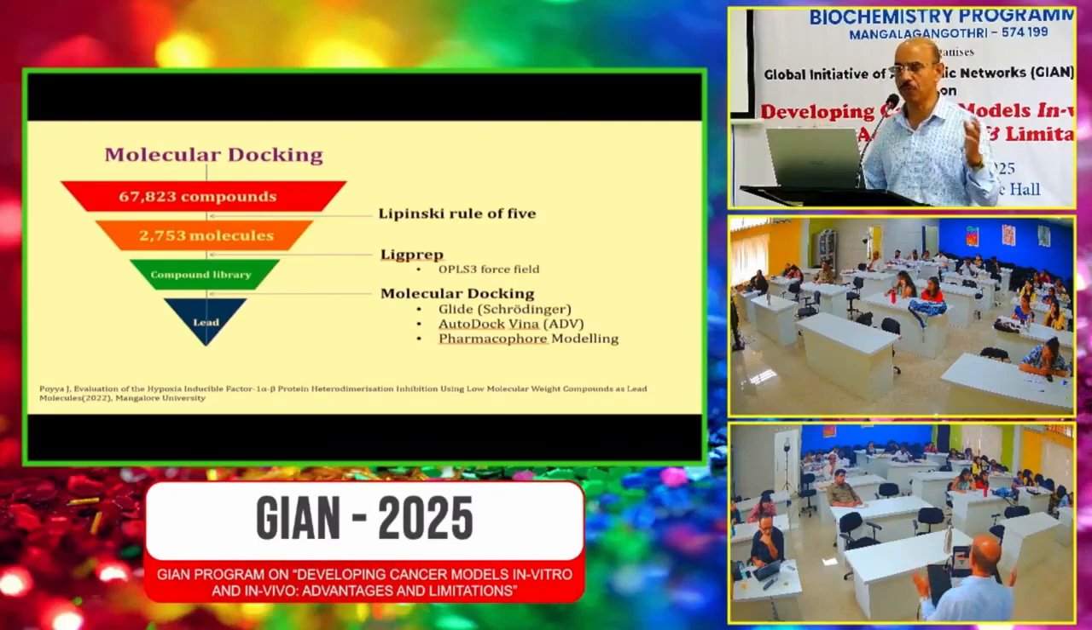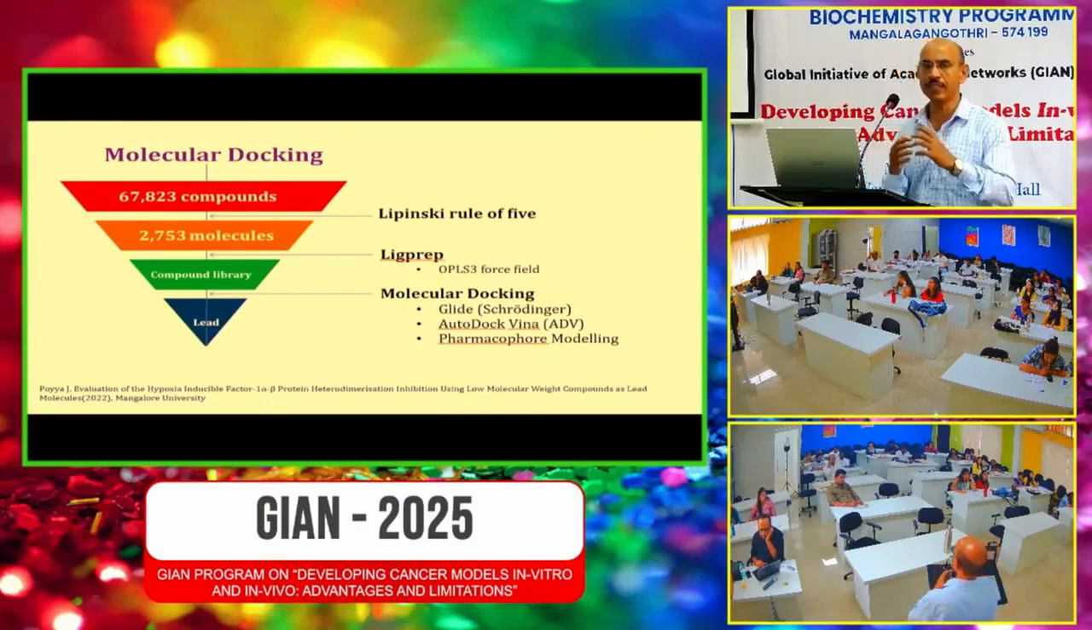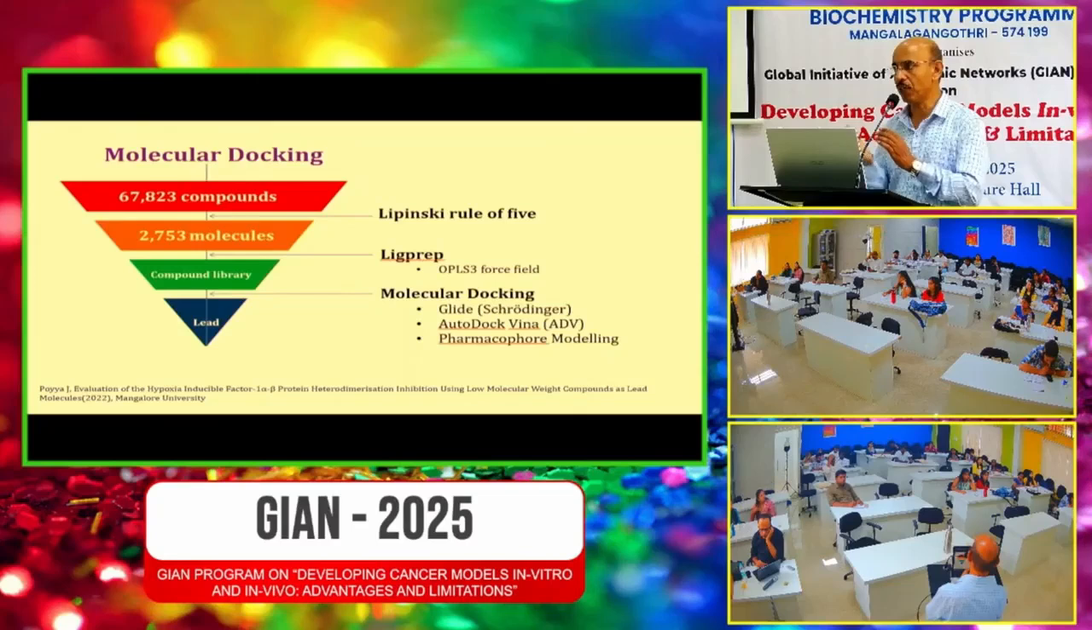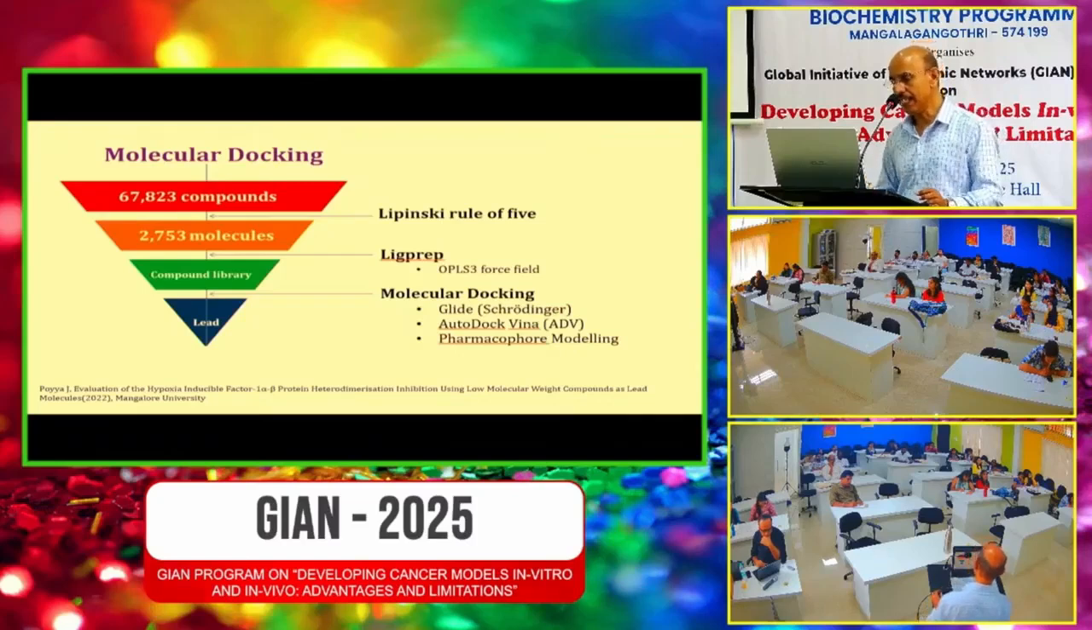I am not going into detail about all these rules and regulations. One thing you remember, this rule implies that if the 5 rules are followed by a compound, that compound is considered to be a drug. It should have a molecular weight below 500 Dalton, something like that, or it should have the capacity to cross certain regions, all those things. And this led us down to around 2,753 molecules.